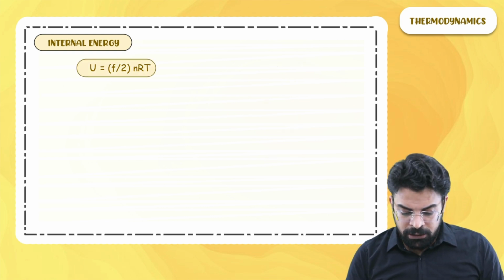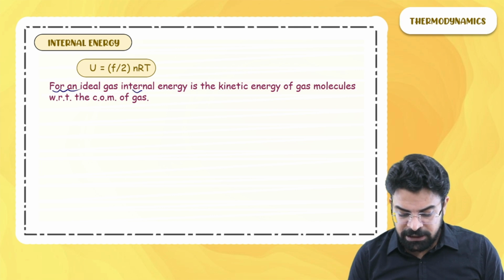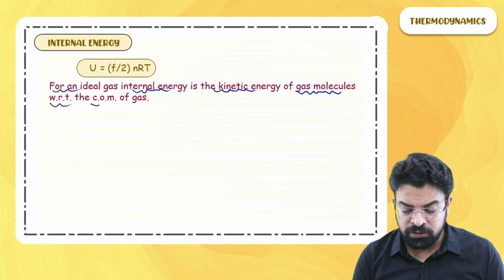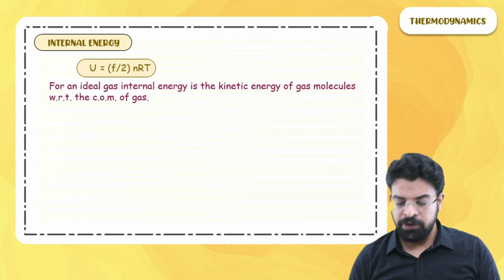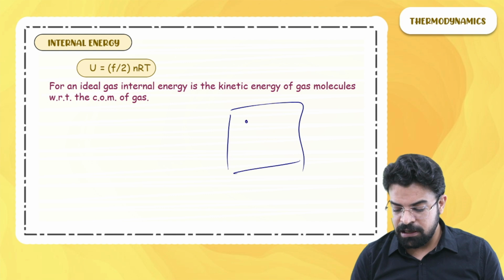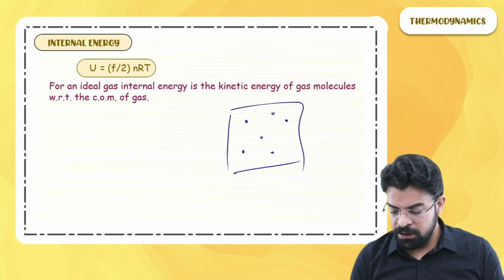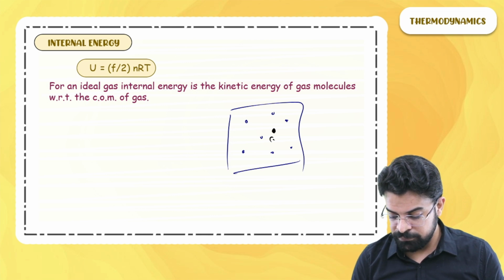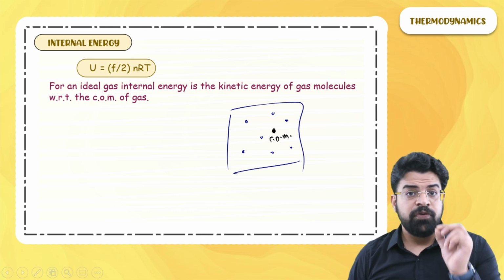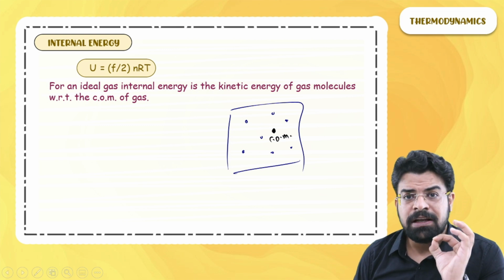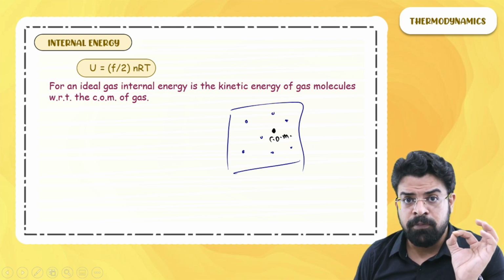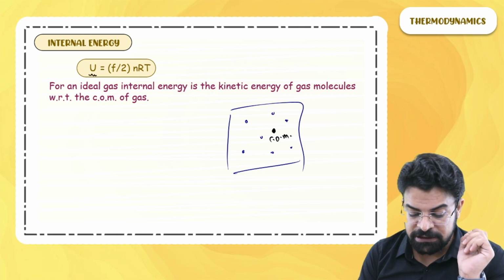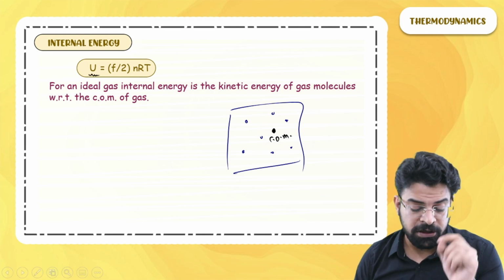So for an ideal gas, internal energy is the kinetic energy of gas molecules with respect to the center of mass of the gas. So if you have a container and there are multiple gas molecules, you can find their center of mass. Let's say the center of mass is here. In the frame of the center of mass, what is the net kinetic energy of the molecules? That net kinetic energy of molecules is defined as the internal energy. Keep this particular point in mind.